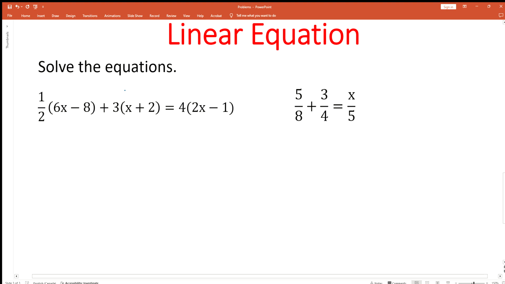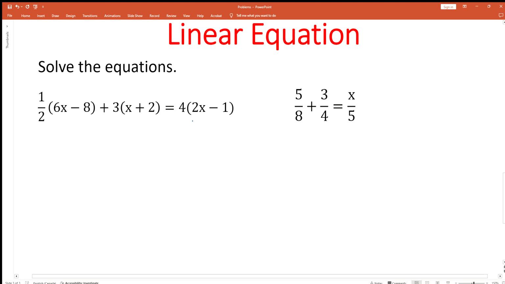In this video, we'll solve two linear equations. Let's start with the first equation. 1/2(6x - 8) + 3(x + 2) = 4(2x - 1). We have to find the value of variable x in this equation.